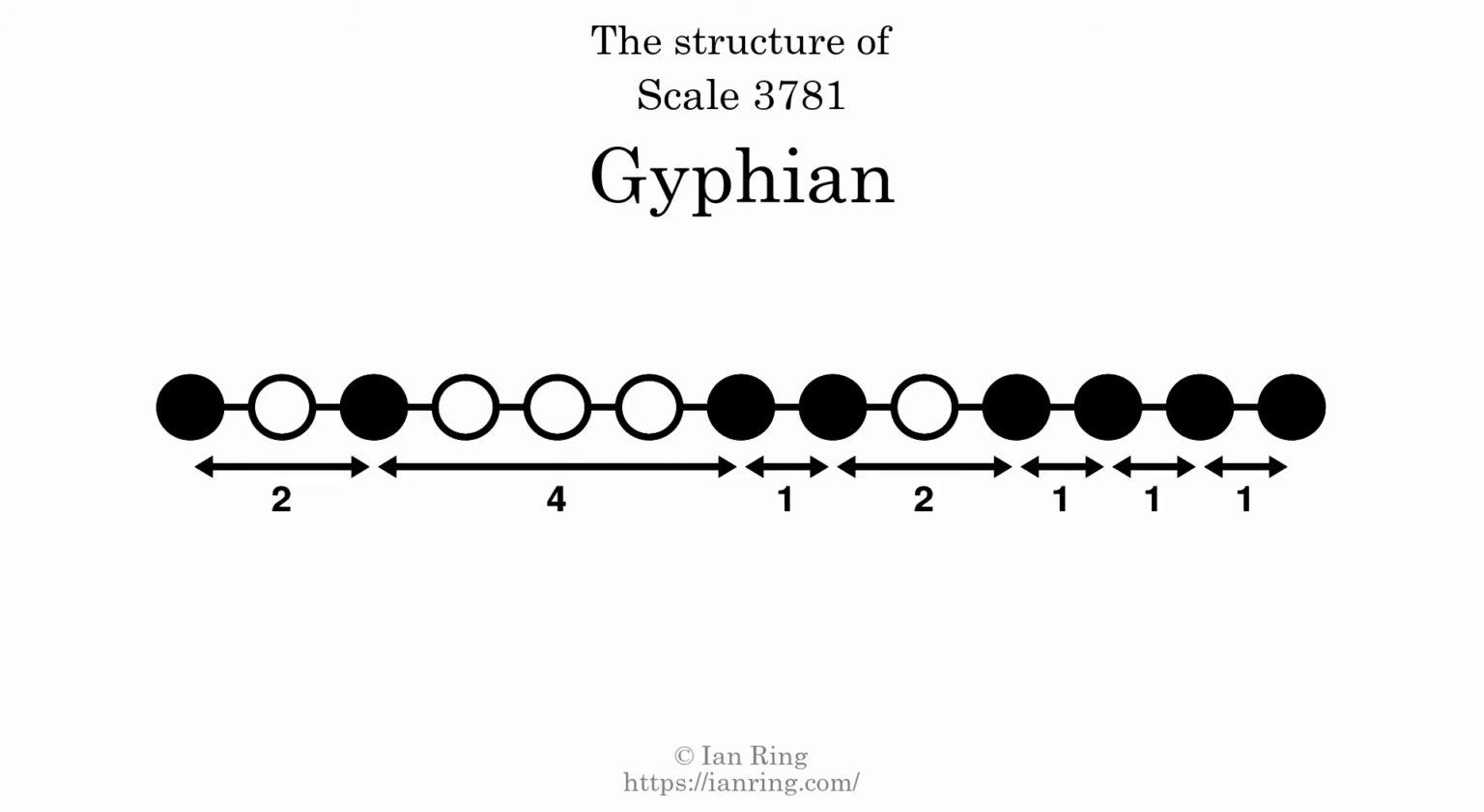The structure of a scale is a description of the interval distance between each successive tone. This scale has a structure of 2, 4, 1, 2, 1, 1, 1.